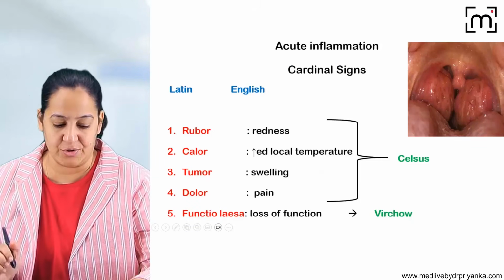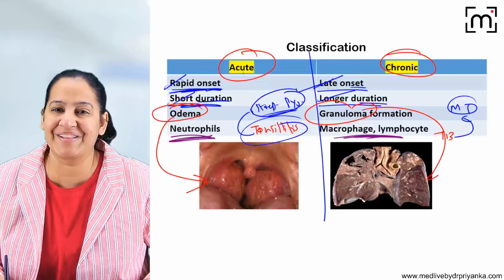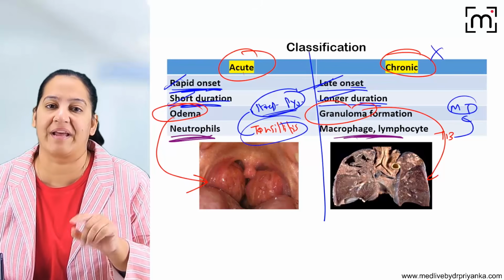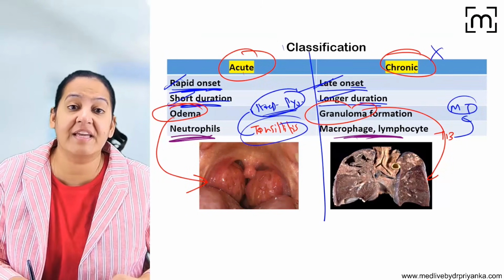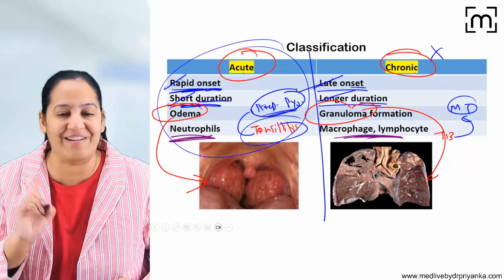Now coming on the acute inflammation. In this session, I am not dealing with chronic. There is a separate video of chronic on the app itself, so please do watch that. Currently we are taking acute inflammation, so let's start acute inflammation.